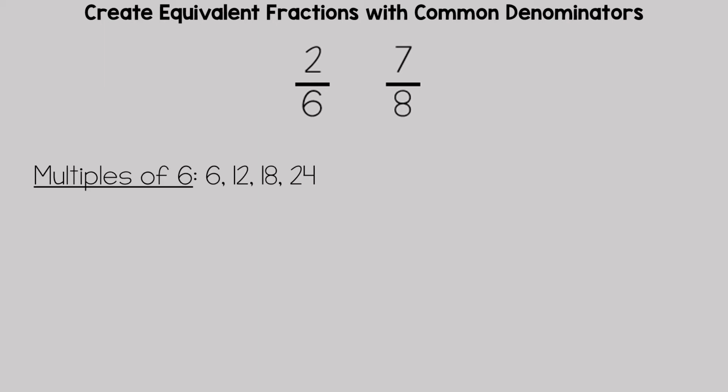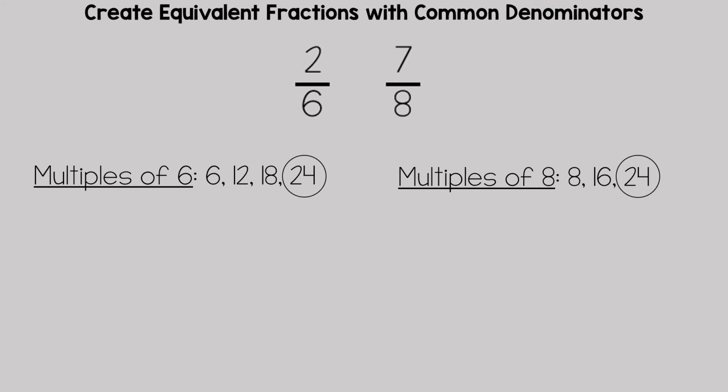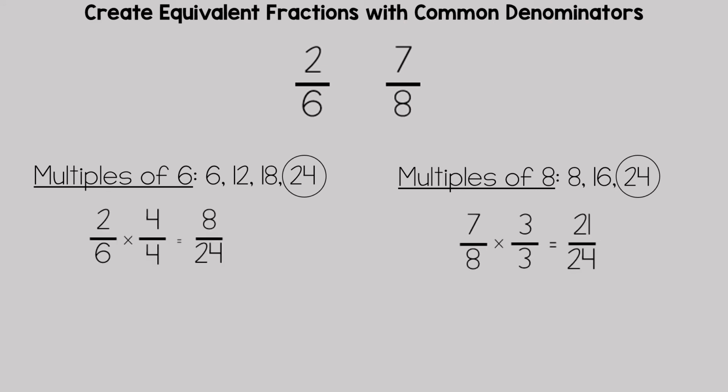We can also create equivalent fractions with common denominators. Let's again use 2/6 and 7/8. We can create common denominators by finding the multiples of each denominator to see which numbers the two denominators have in common. If you list the multiples of 6 and the multiples of 8, you can see that 24 could be a common denominator.